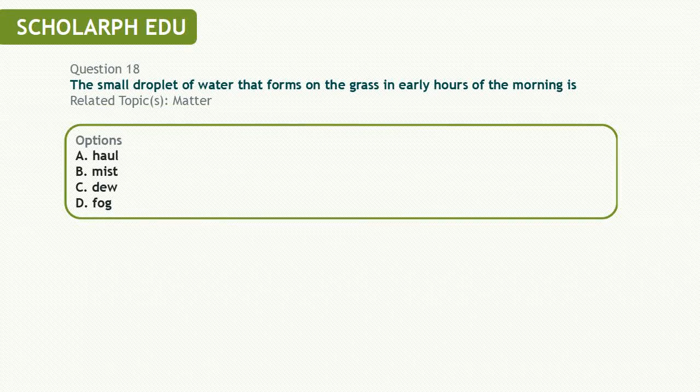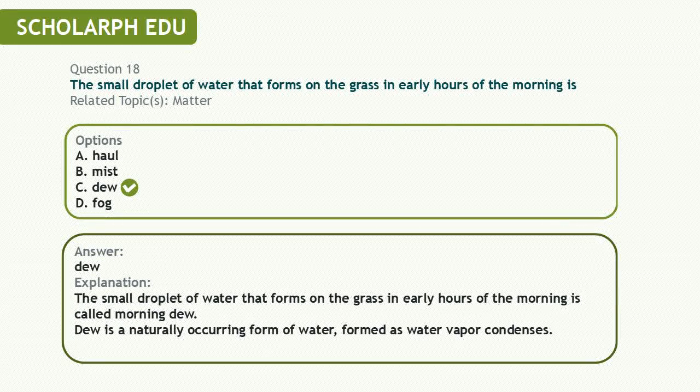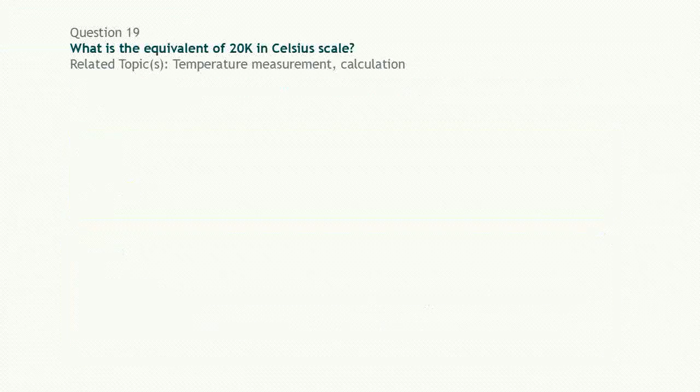Next, a small droplet of water that forms on the grass in early hours of the morning is called dew. It's called morning dew. It is the small droplets of water that you will notice on the leaves of plants in the early hours of the morning.